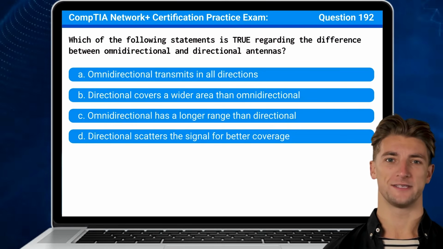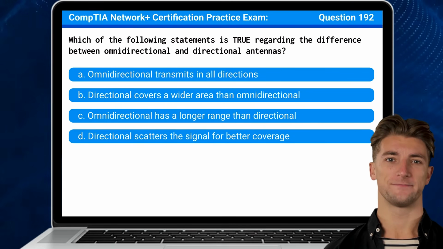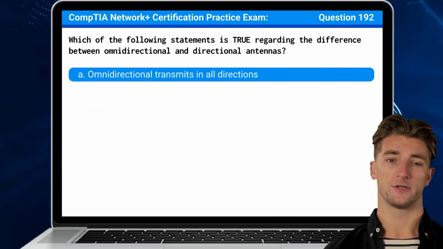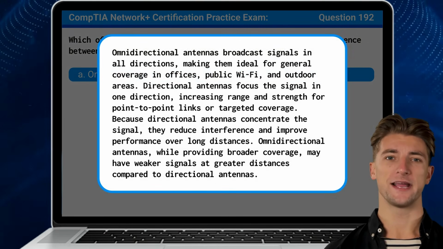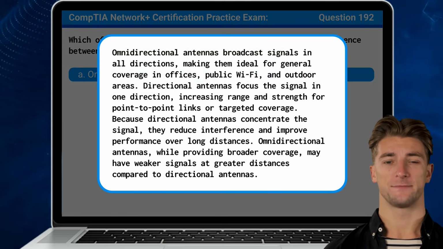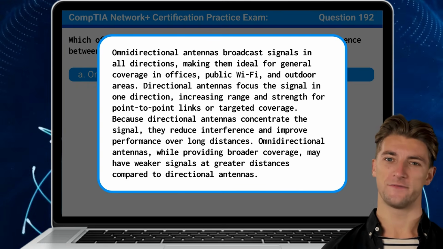Question 192. Which of the following statements is true regarding the difference between omnidirectional and directional antennas? The answer is A. Omnidirectional transmits in all directions. Omnidirectional antennas broadcast signals in all directions, making them ideal for general coverage in offices, public Wi-Fi, and outdoor areas. Directional antennas focus the signal in one direction, increasing range and strength for point-to-point links or targeted coverage.